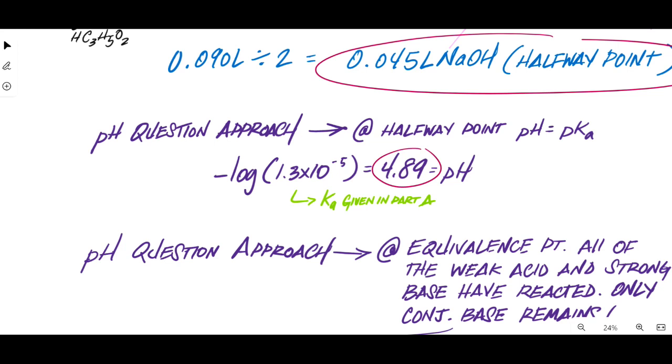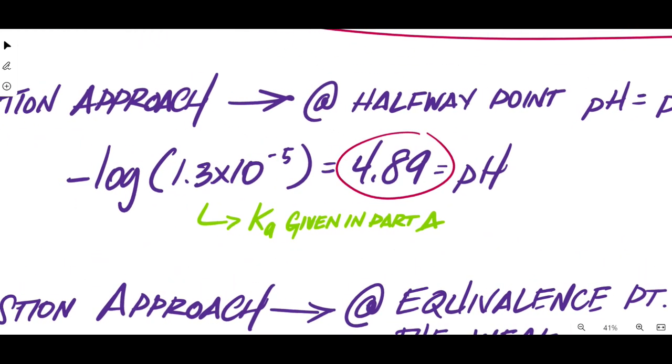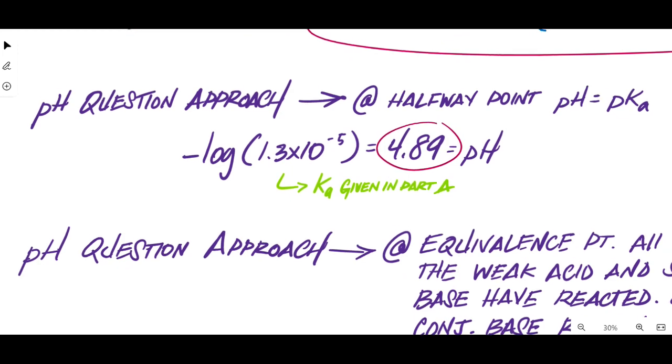You may remember it was 1.3 times 10 to the negative fifth. So here you'll see I've taken the negative log of that Ka value to get the pKa, which is 4.89. And that means that that's also the pH at the halfway point. Okay, so the only thing remaining is finding the pH at the equivalence point, and this is going to take quite a few steps.